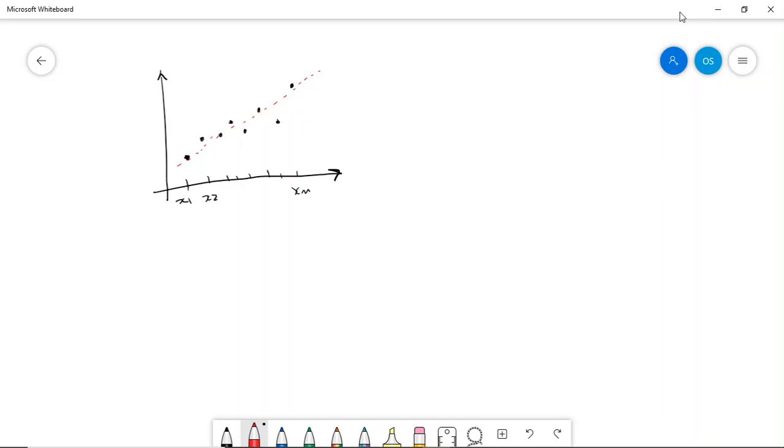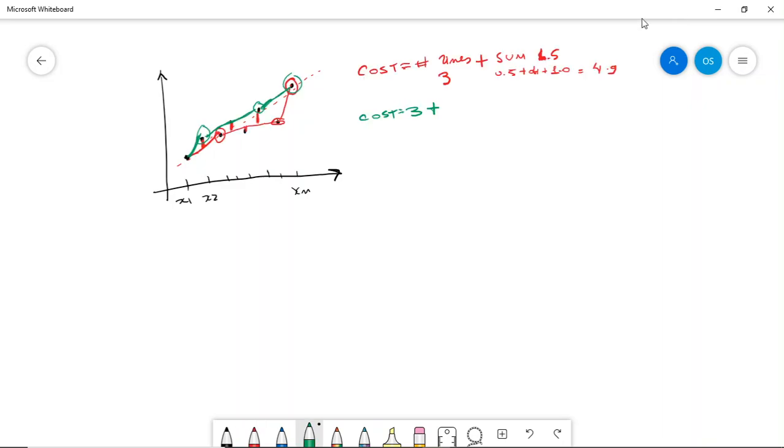But let's say instead of this line, we have one line connecting these 2 points, one line connecting this point, and one line connecting this point. So for this green line, the cost is again 3, because we have 3 lines. We could have 2, for example, but in this case, for some reason I chose 3 again. So we have 1, 2, 3 lines. So 3 plus the error here. Let's say here there is no error because the line connects 2 points. But here we have some error, approximately 0.5.